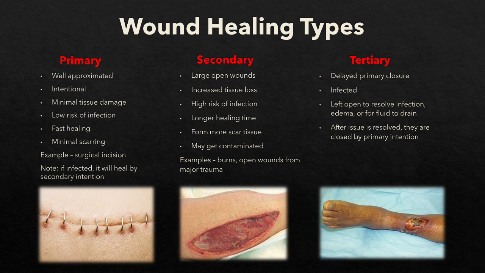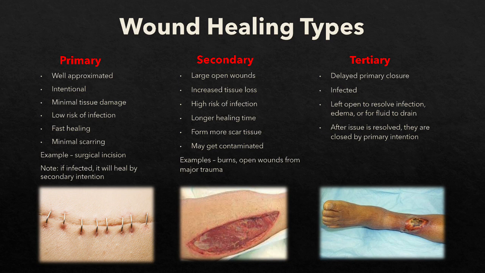Wound healing is of 3 types: primary, secondary, tertiary. Primary healing occurs in well-approximated intentional wounds, such as surgical incisions. They have minimal tissue damage, low risk of infection, fast healing, and minimal scarring.